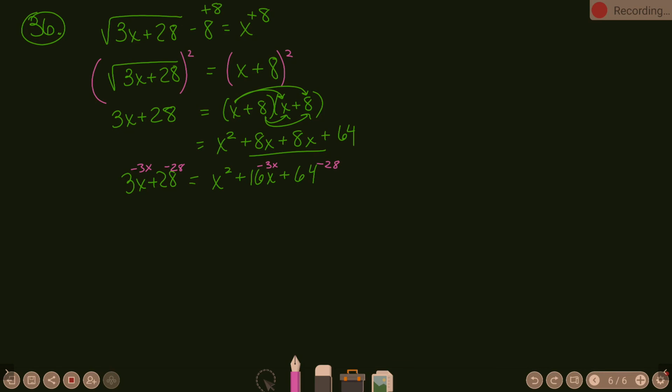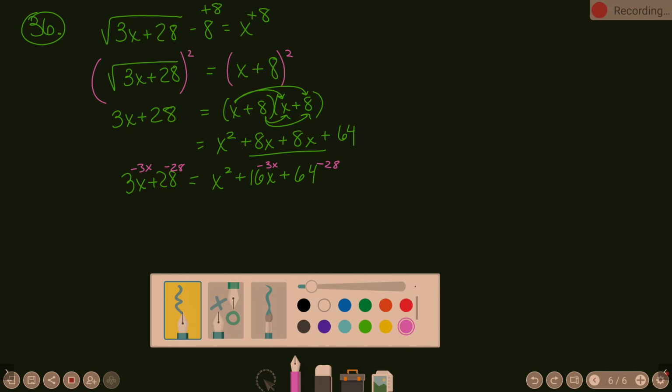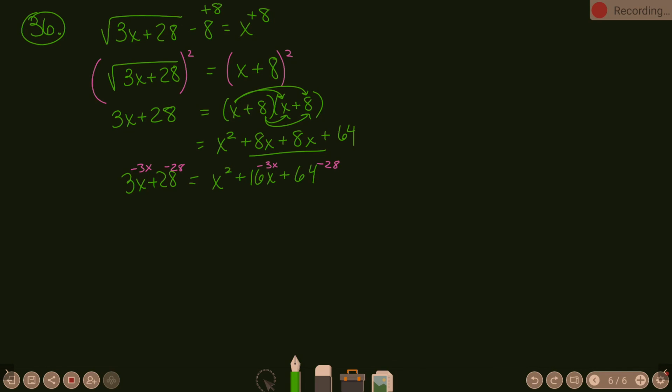On the left, those cancel. I have 0. On the right, x squared, 16x minus 3x is 13x, 64 minus 28 is 36, maybe, if I did my math right. Yes, it is. Okay. Does this factor?